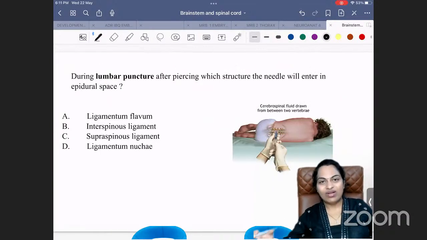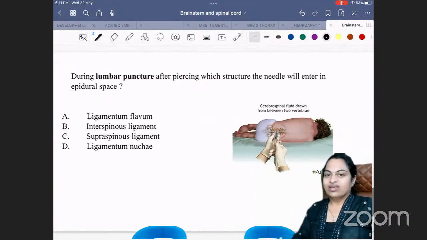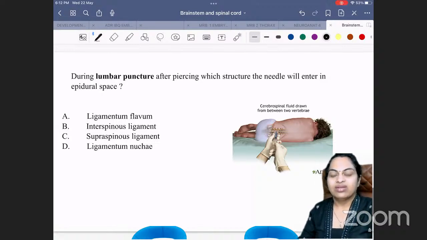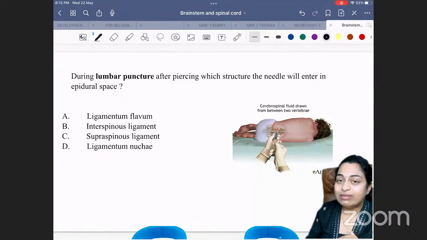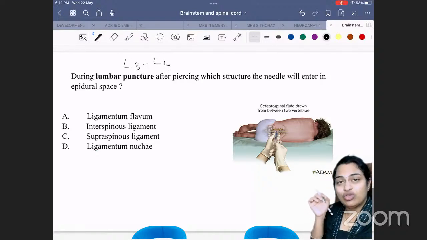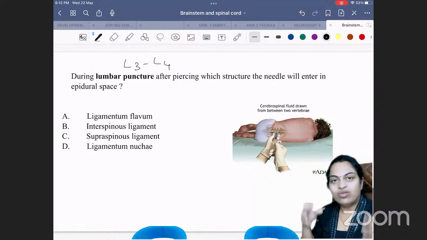Again, clinical importance of the spinal cord. So during lumbar puncture, what is the level of the lumbar puncture? Can you tell me? Yes, the spinal cord ends at the lower quarter of L1 and the best place to put a needle to withdraw CSF in lumbar puncture is L3, L4. So you don't injure the spinal cord. You'll just have the roots, the cauda equina there.